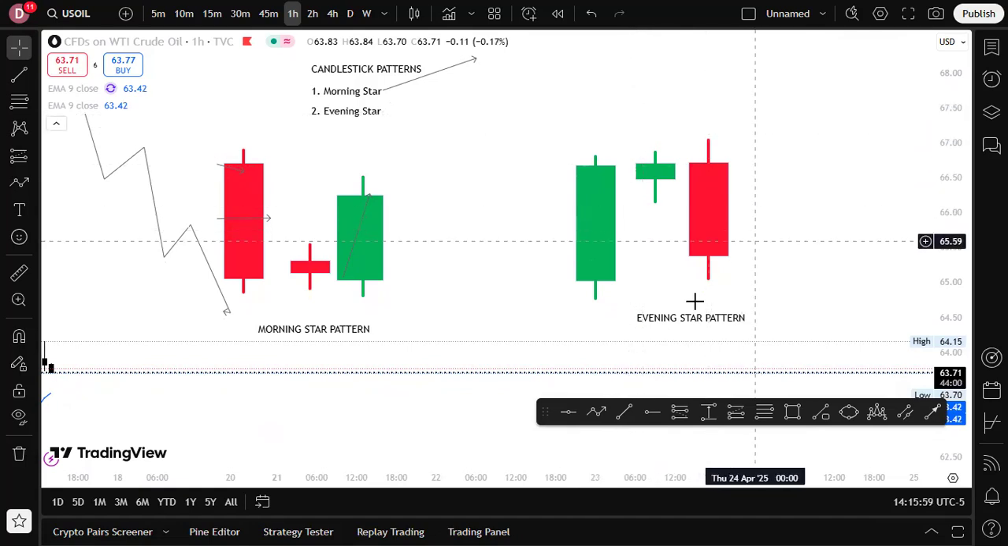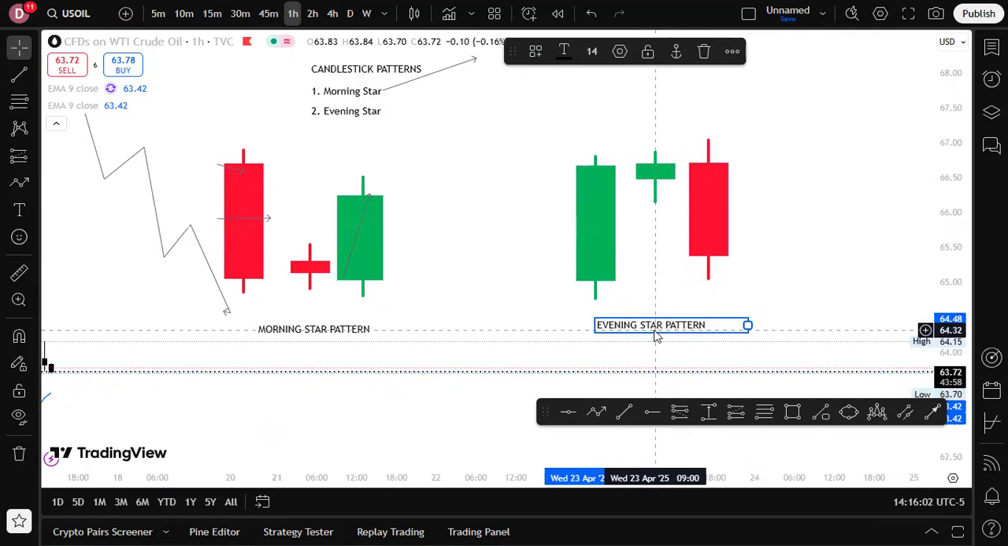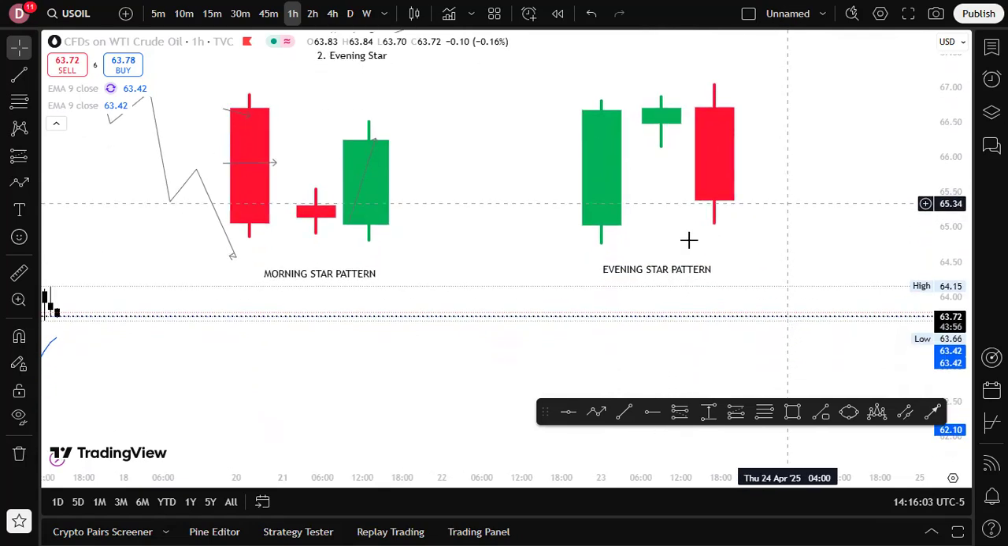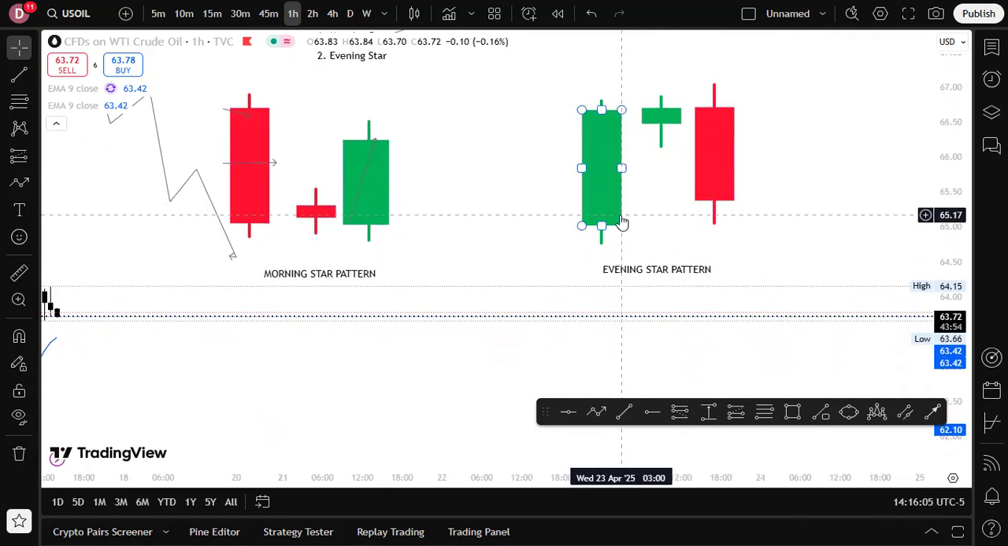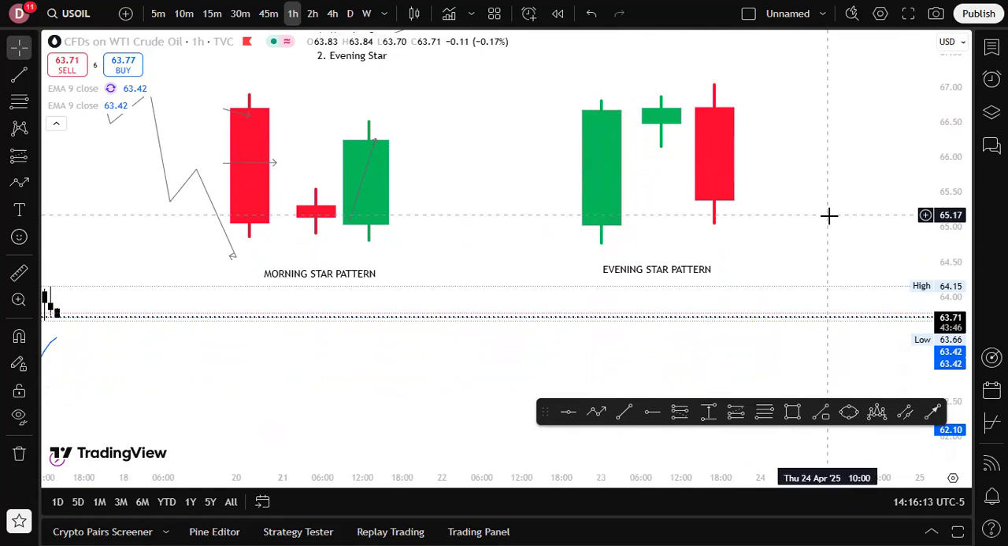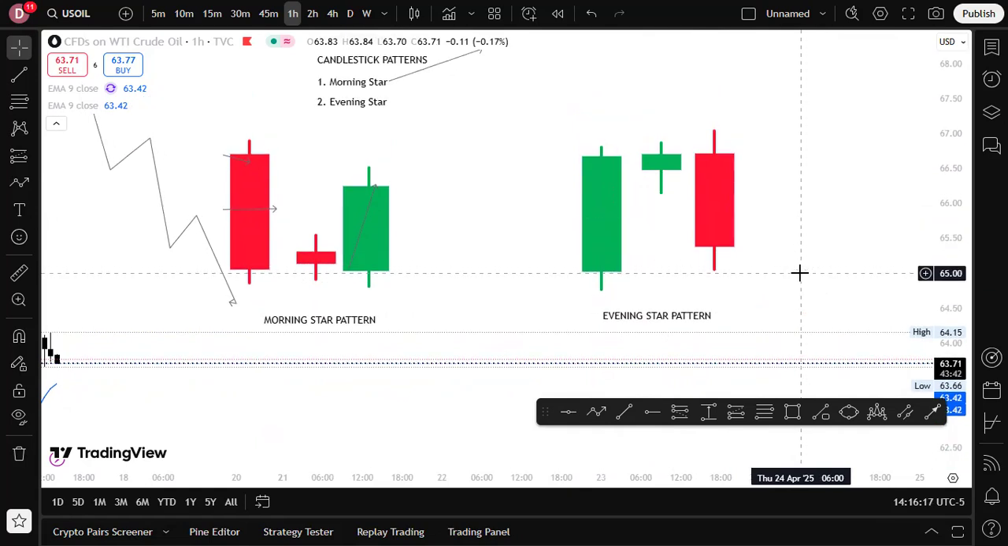So for the evening star candlestick pattern, the evening star candlestick pattern is a bearish reversal pattern, and it often occurs at the top of an uptrend. It consists of 3 candlesticks.